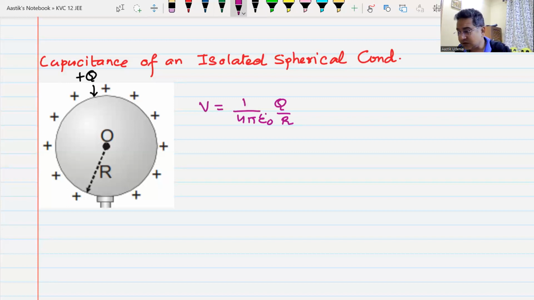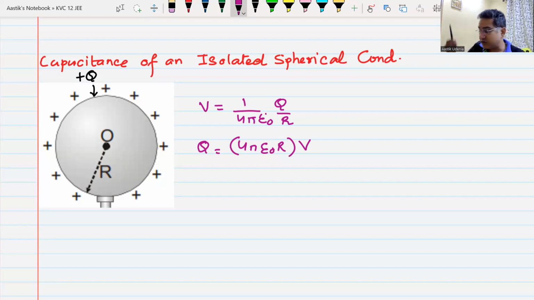We have done that. Potential on the surface of the conductor is the same as potential anywhere inside the conductor. So this is nothing new. We already know it. Now I can write this Q as 4 pi epsilon naught R times V. As soon as I write Q like this, it appears in the same format in which I had written the definition of capacitance: Q is equal to CV.